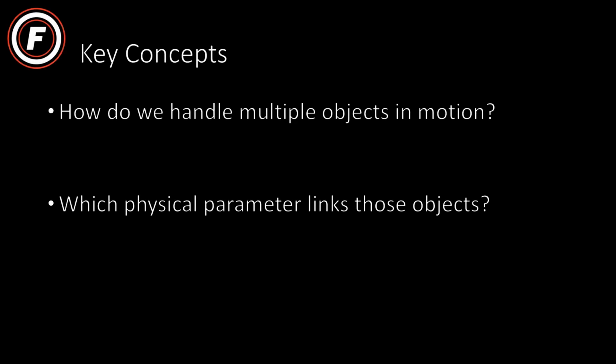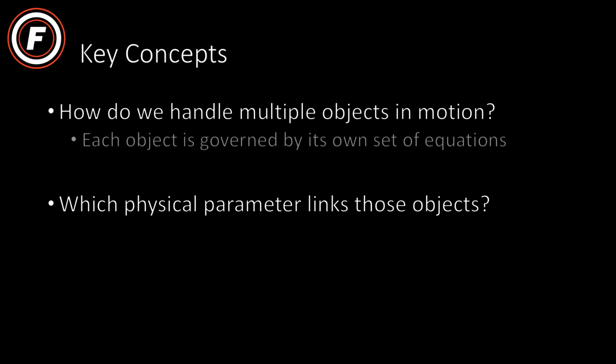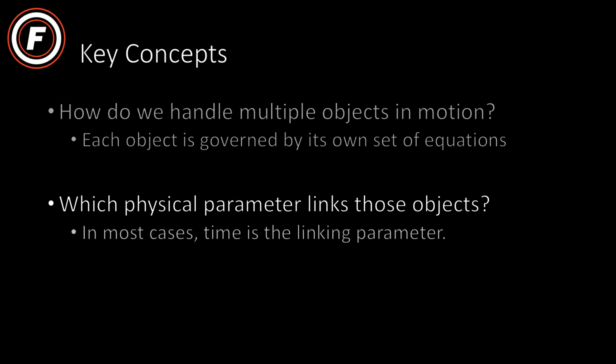After having gone through this example, you should now understand that multiple objects in motion require a different set of equations for each object. You should also understand that these objects are linked by a physical parameter, usually time. While time isn't guaranteed to be the linking property in every situation, it is the best place to start when analyzing the motion of multiple objects.